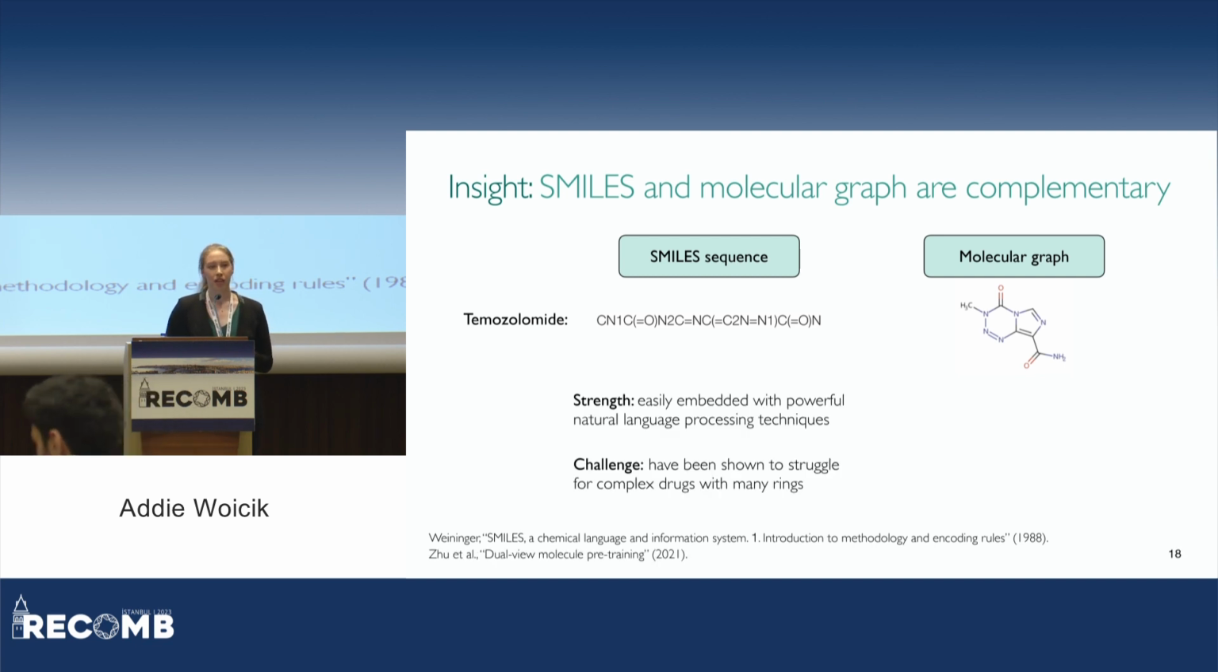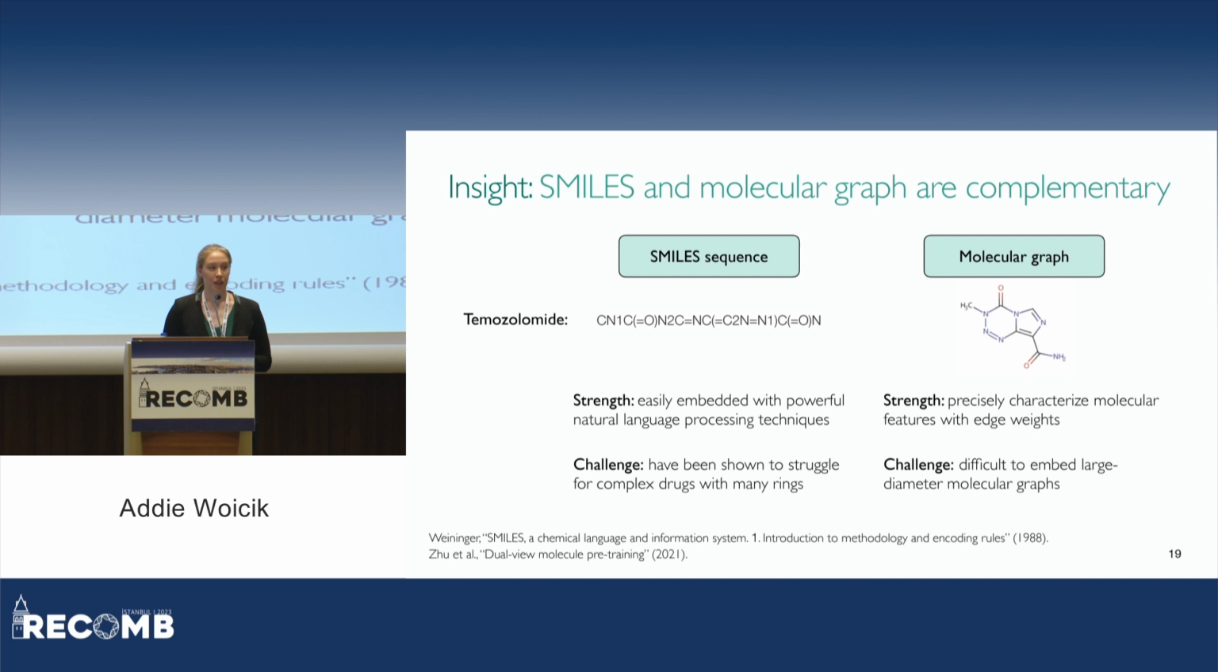Now, both of these modalities have advantages and disadvantages. So starting with the SMILES sequence, because this is a 1D sequential input, we can directly leverage powerful techniques from natural language processing to easily produce embeddings. However, some previous work has shown that SMILES-based representations can struggle for more complex drugs, and in particular for drugs that contain many ring structures. On the other hand, the molecular graph can more precisely characterize some of the features of the compounds, for instance, by using edge weights to indicate things like bond distance. But it can be difficult to embed graphs with a large diameter. So we can see here that there exist some trade-offs with respect to which modalities might best represent different drugs.